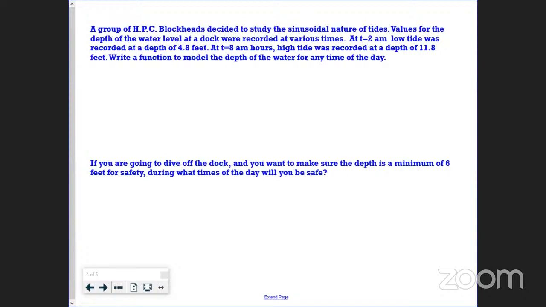So if you want the depth to be the minimum, you want the depth to be something like this. Otherwise, if you're diving in during this time, it's less than 6 feet, it's just cracking everywhere. You're going to dive off the dock, and you want to make sure the depth is a minimum. It can be higher than that, but it can't be lower than that. So you don't want this section. Yeah, so I did that part reverse.